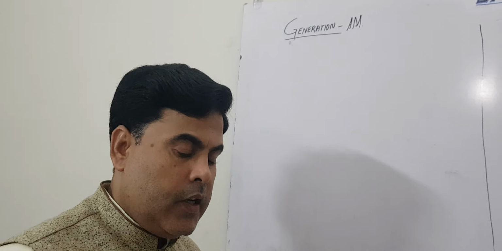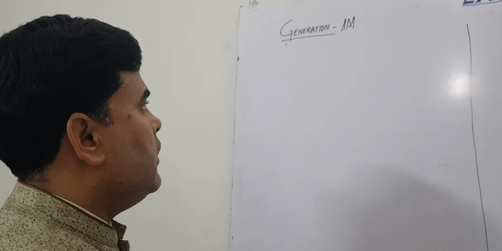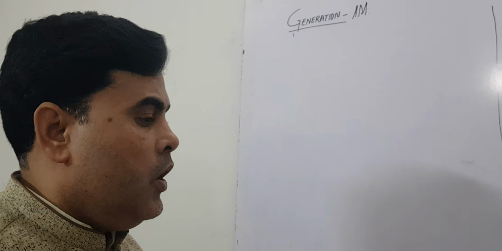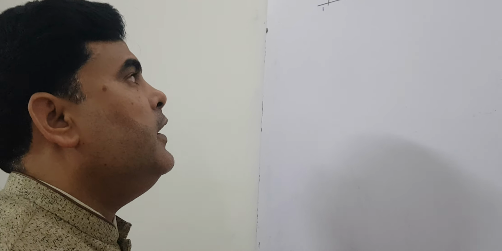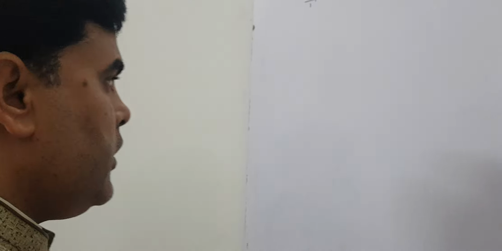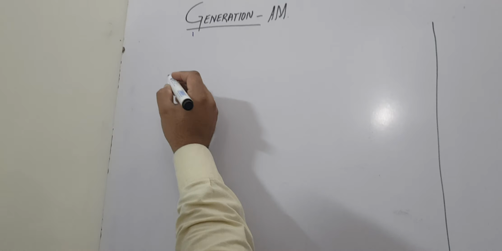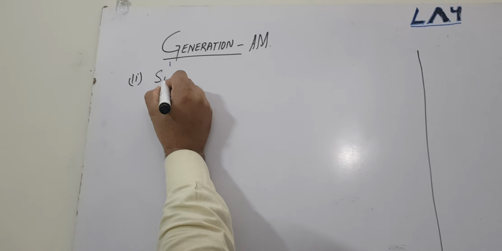Today, in this lecture, we are going to discuss the different generating circuits of amplitude modulation. We already know the definition of amplitude modulation is changing the amplitude of the carrier signal based on the message signal. The second type of circuit is known as the switching modulator.